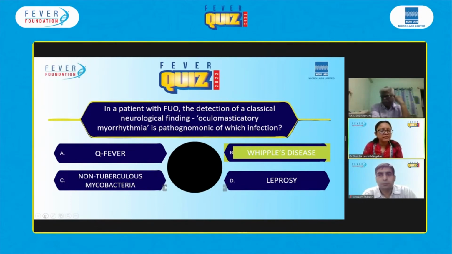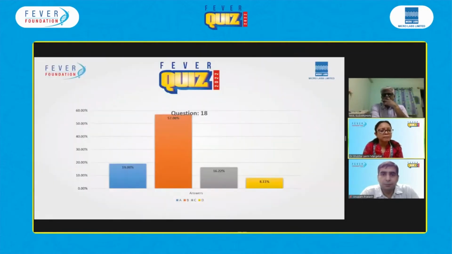So Computer Ji, can we have the percentage of students that have answered it correctly? So if we are not able to detect the cause of the fever, but this finding is there, then we can go for Whipple's disease. 57% of the students have answered it correctly. That is very nice. But yes, others have some confusion. So this pathognomonic feature should be known because it is almost diagnostic of this disease.